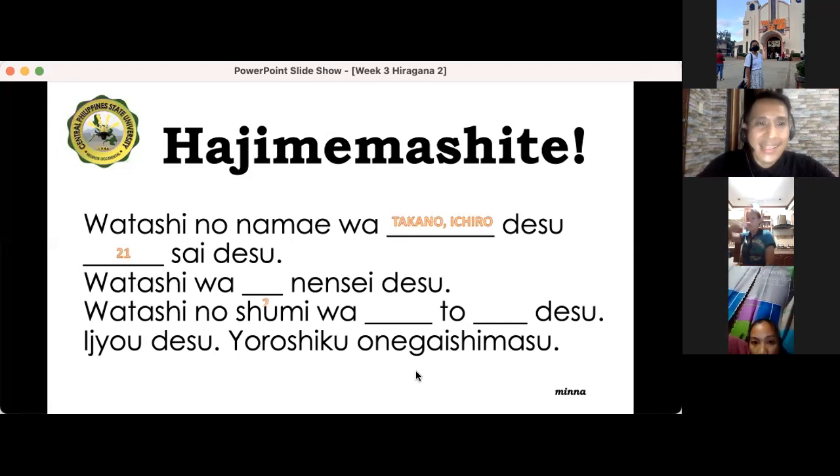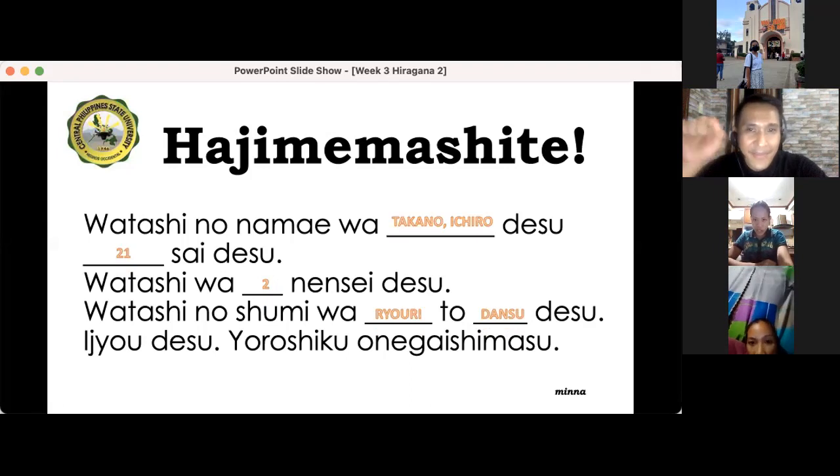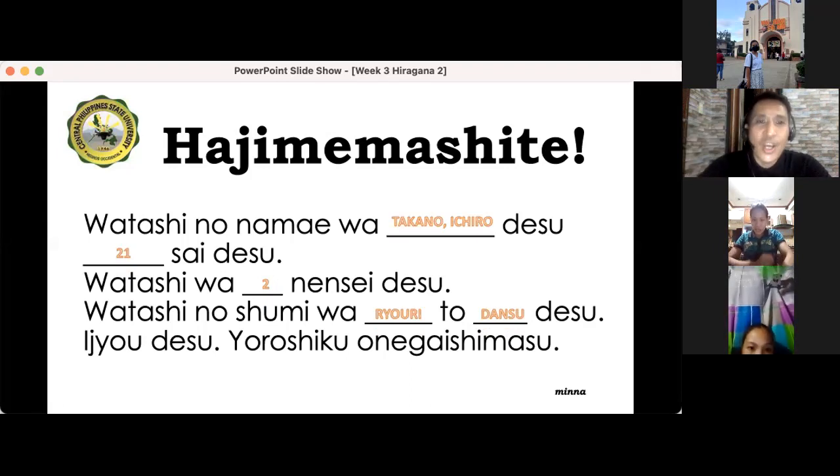21歳です。私は2年生です。私の趣味は料理とダンスです。以上です。よろしくお願いします。Okay. So, pwedeng ganito yung itsura ng self-intro mo tapos may maliit na video sa gilid, no? Or pwede namang video and then sa ilalim yung text. Okay, so it's up to you.